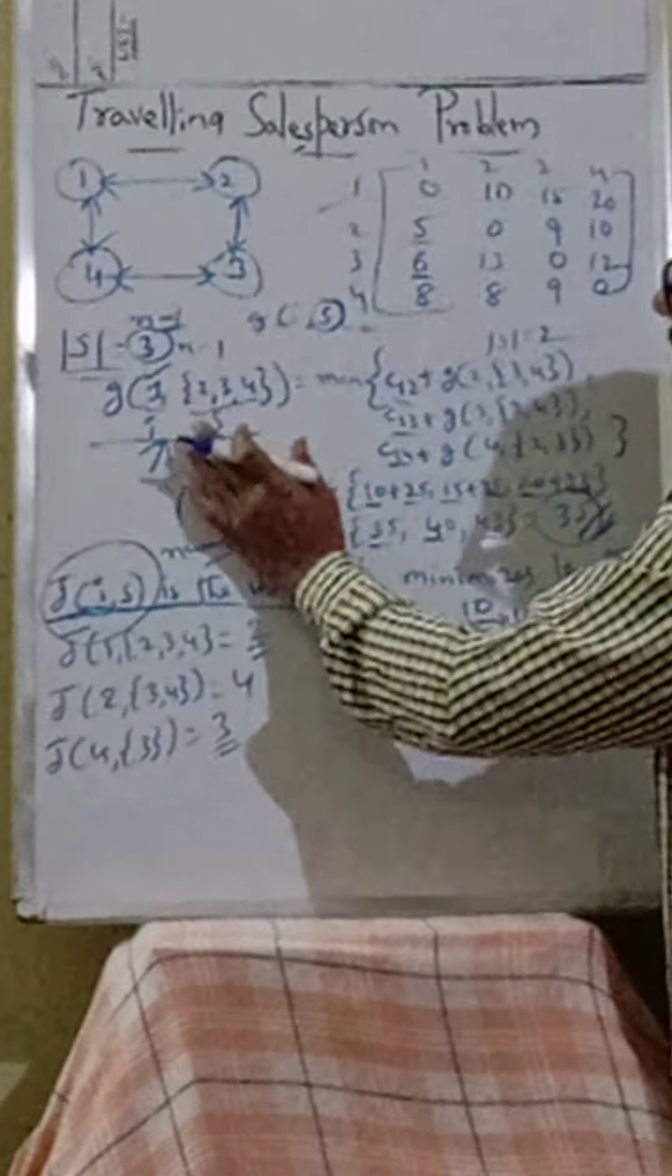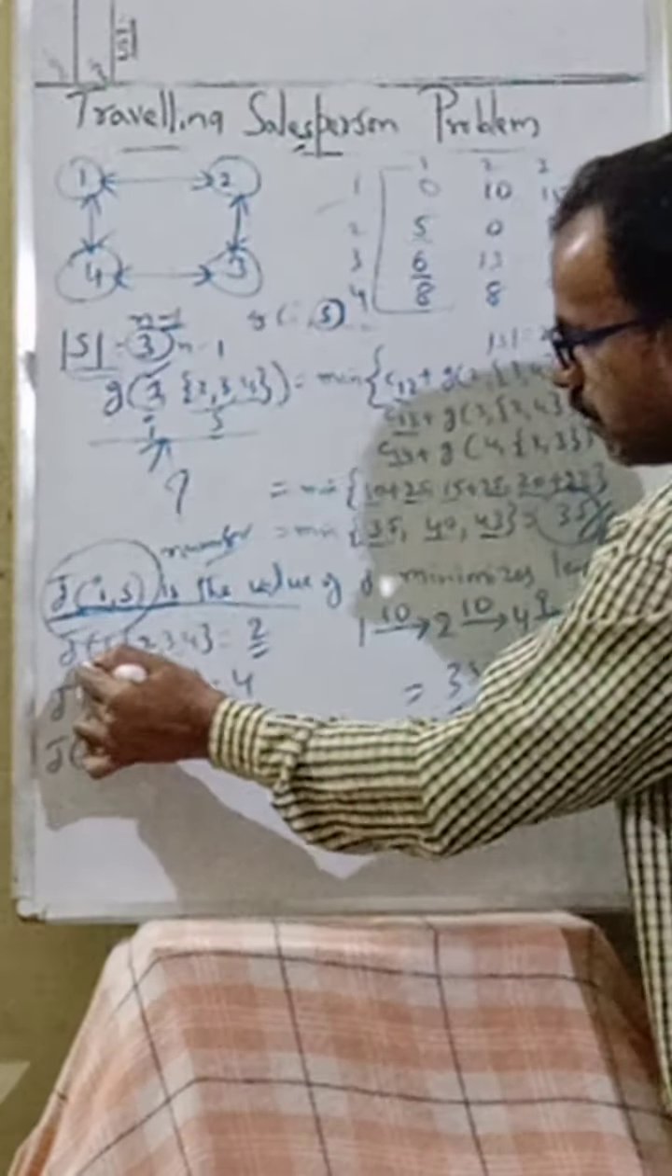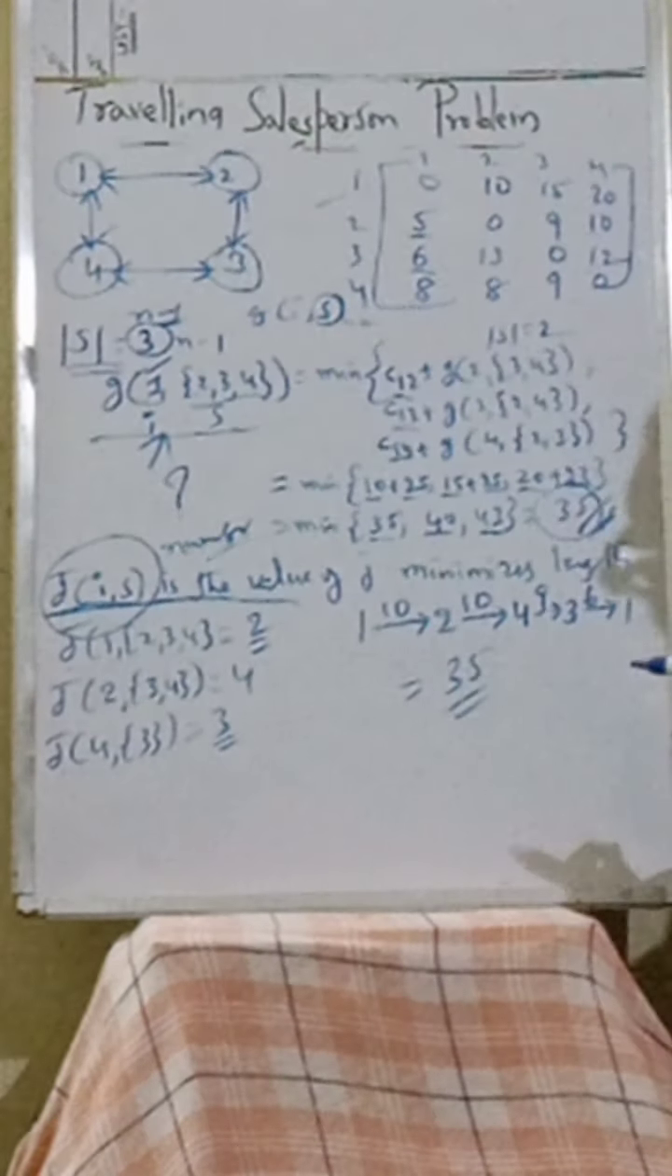Okay. Now start with the final value. So J of 1, {2, 3, 4}. What is J of 1, {2, 3, 4}?